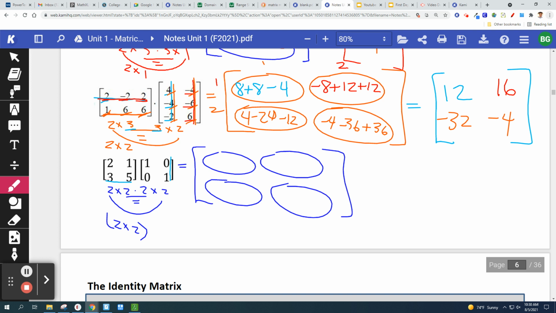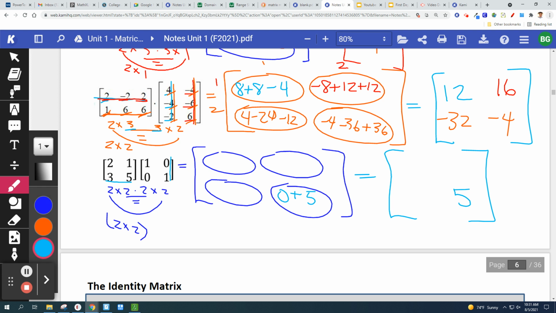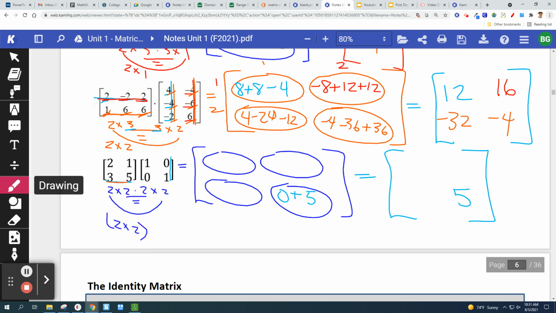Okay, so if we zip up the numbers, that means 3 goes with what? 3 times 0 is 0, and 5 times 1 is 5. I did the second row, second column, and the entry was 5. Let's do the second row, first column. 3 times 1 is 3. 5 times 0 is 0. Second row, first column entry is going to be a 3.